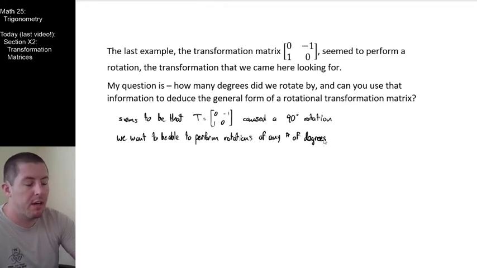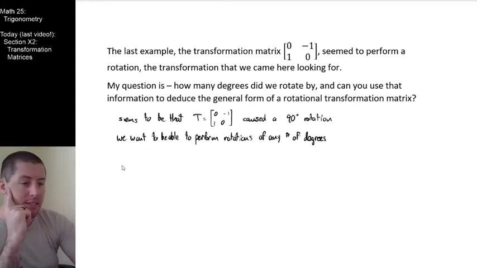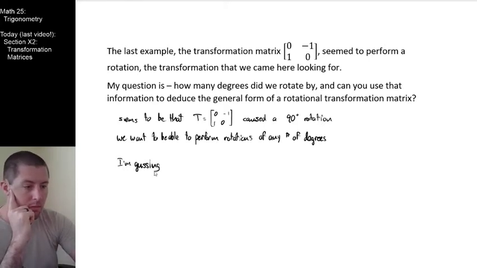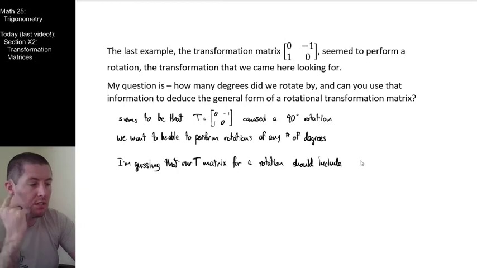And the thing that I'm thinking here is, I know that when we're talking about how we measure angle components of distances, we're usually using the sine and cosine functions. So what I'm thinking to myself is, I'm guessing that our transformation matrix, our T matrix for a rotation, should include probably some sine and cosine functions.